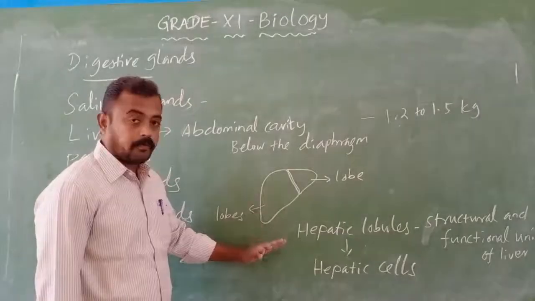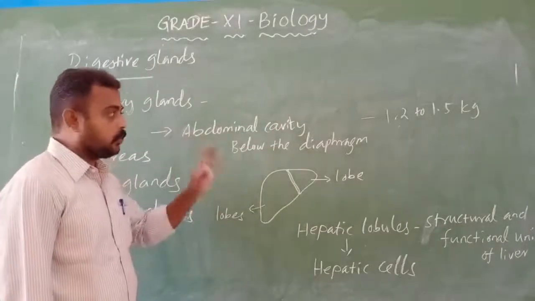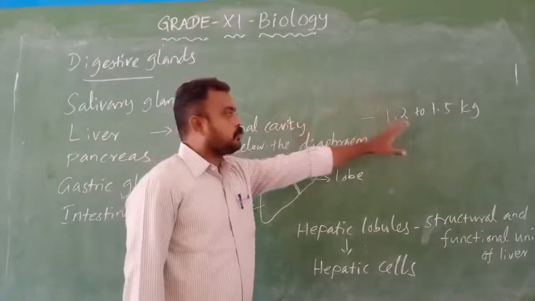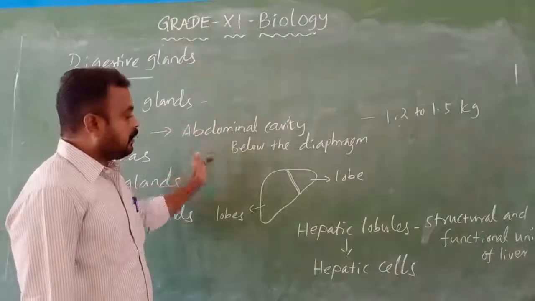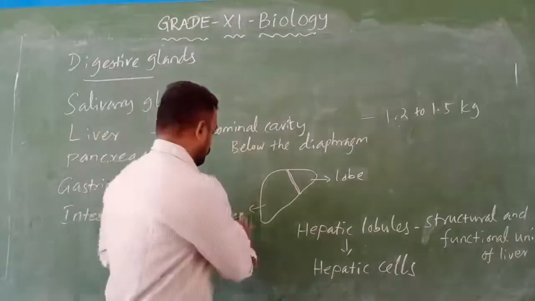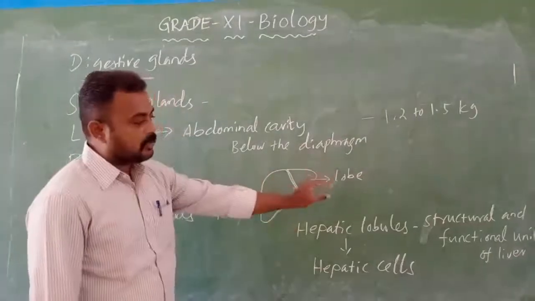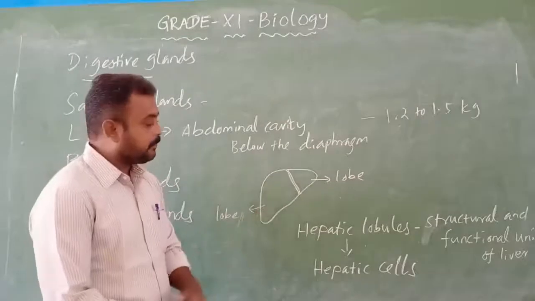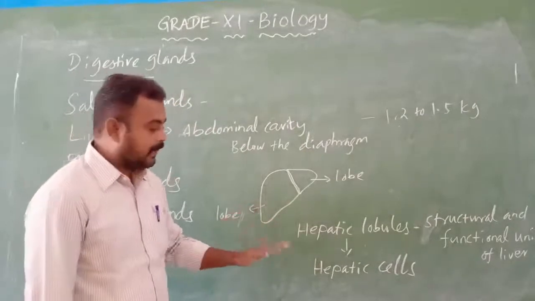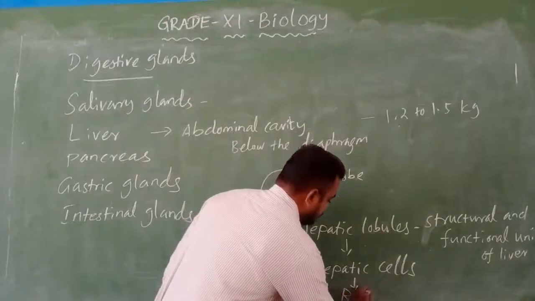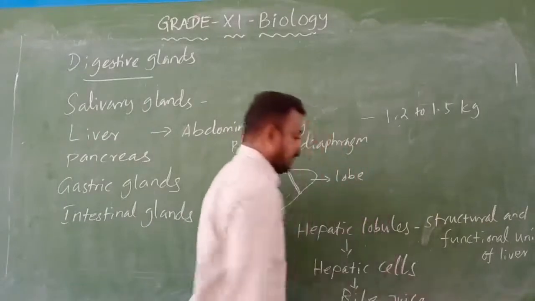So, up to that, what we have seen: the liver is the largest gland of the human body. Its weight is 1.2 to 1.5 kg. It is present in the abdominal cavity just below the diaphragm, and consists of two lobes. Hepatic lobules are the structural and functional unit of the liver, present inside it. Hepatic lobules consist of hepatic cells, and those hepatic cells secrete bile, that is bile juice.